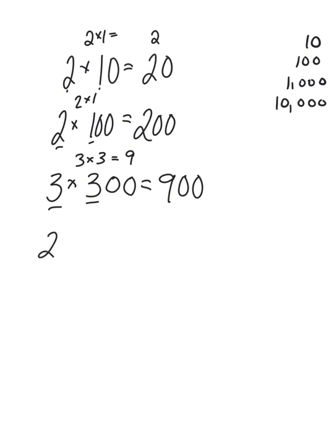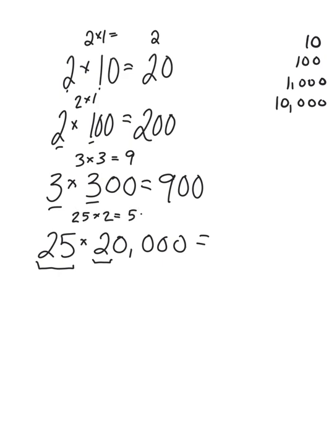So I could do 25 times 20,000. The same system applies. I'm going to multiply my non-zero digits, which are 25 and 2. I bet you guys know, like, how many cents do you have if you have 2 quarters? 50 cents. Now make your zeros match.